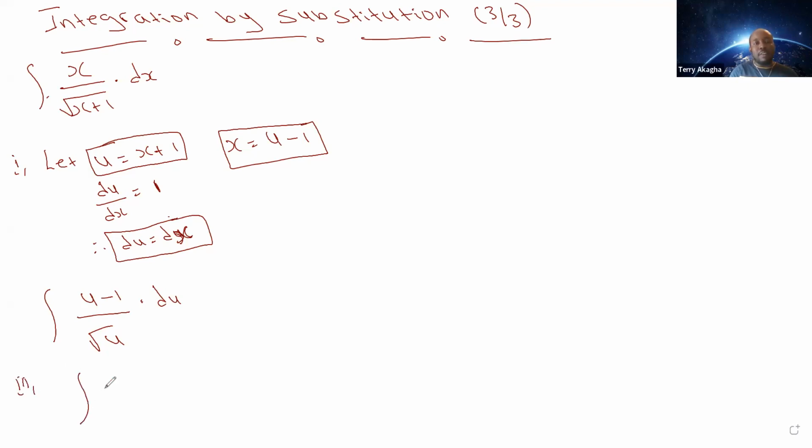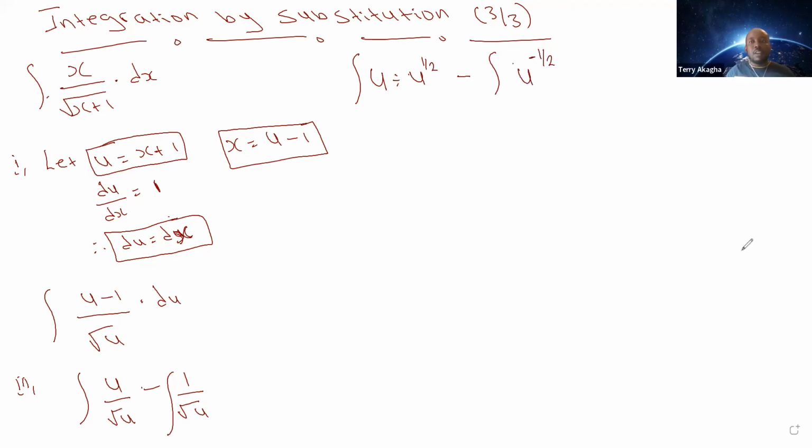So this is integrating u over the square root of u. I'm breaking this down, minus 1 over the square root of u. Then I can apply the laws of indices. So we're simplifying to integrating u divided by u to the power half, minus, integrating 1 over the square root of u, or we can say u raised to the power minus half.